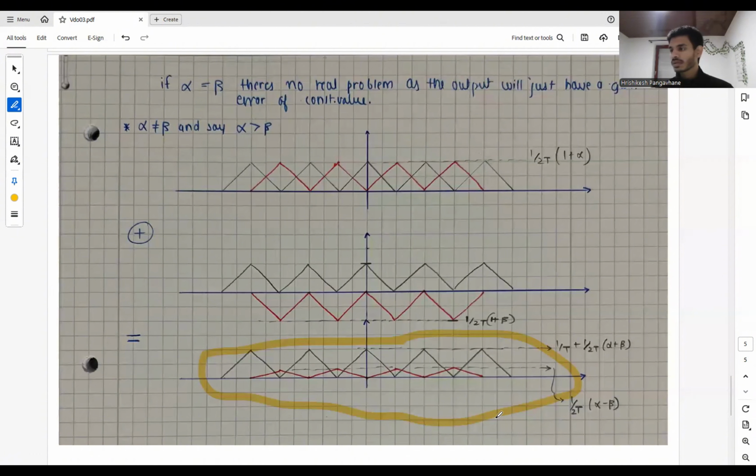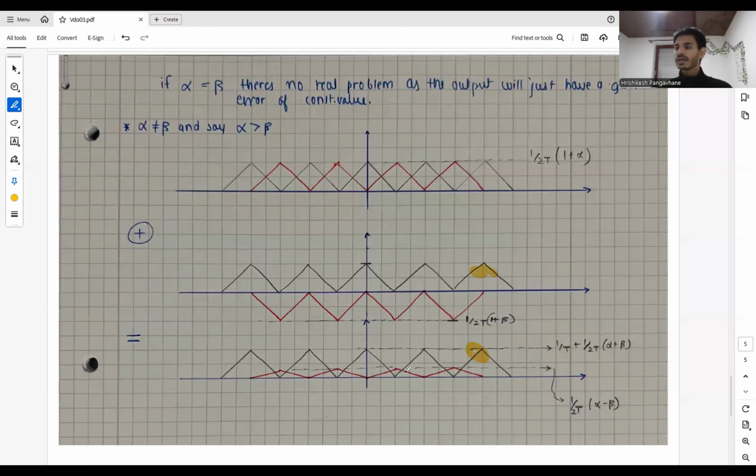Actually, no. We have these two waveforms, right? One is 1 by 2t times 1 plus alpha, and the other is 1 by 2t times 1 plus beta. And we have the actual desired output which we need in both of the graphs. So my question was, will those two get added up? Oh, okay. I mean, these two.